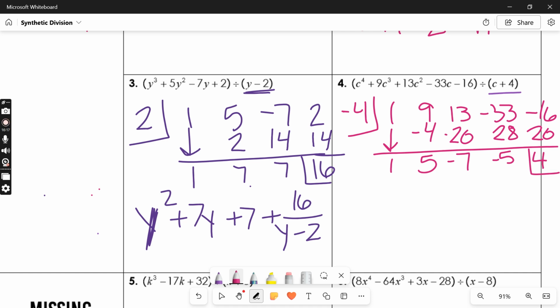This was c to the fourth divided by c. So 4 minus 1 is 3, so this is going to start out as c cubed plus 5c squared minus 7c minus 5. My remainder is positive, so I'm going to do plus 4 over c plus 4.